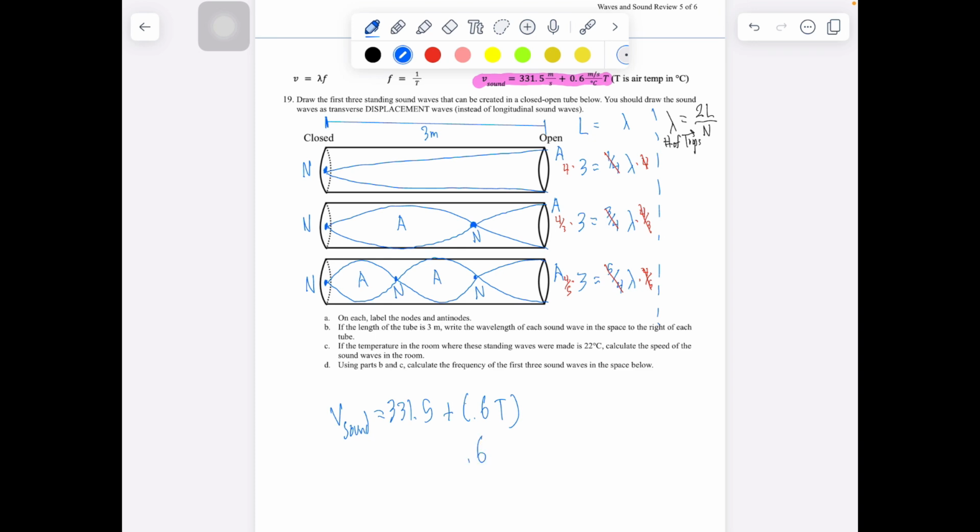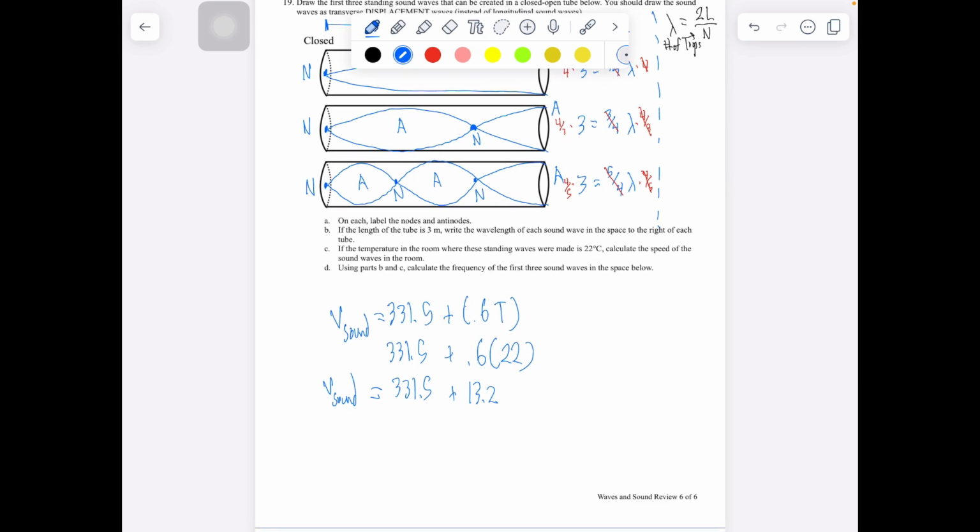So we will plug in 22 degrees Celsius to our temperature. We can solve this. 0.6 times 22. Let's go ahead and plug that into a calculator. We get 13.2. We're going to add our 331.5 to get that speed of sound. 331.5 plus 13.2 is going to give us the velocity of sound, 344.7. And of course, we tack our units on there, meters per second.